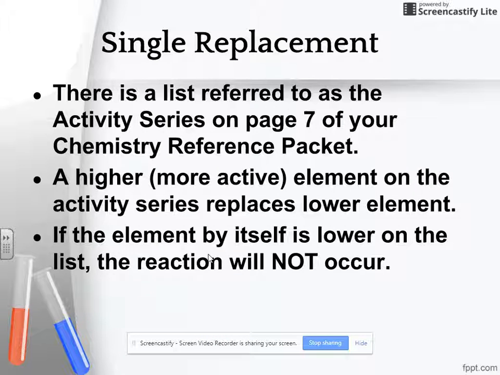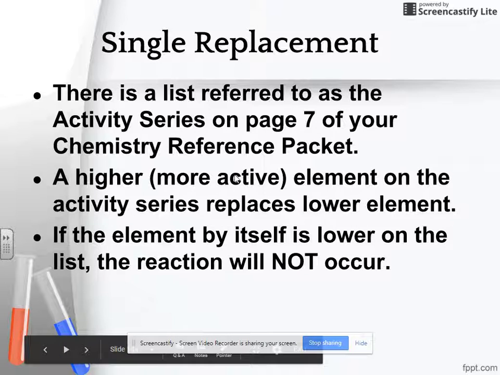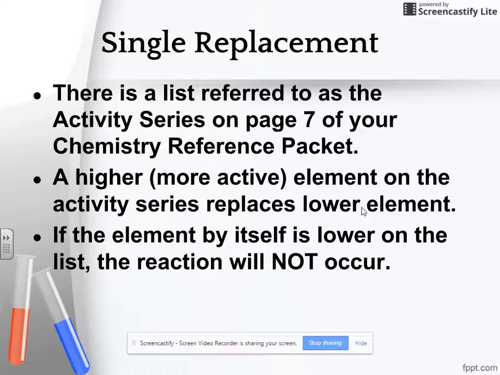There's another resource you're going to use during the single replacement predictions, and that's your activity series. We talked about this a little bit briefly before the midterm. The activity series is on page 7 of your chemistry reference table packet. Remember, a higher element, or a more active element, replaces things lower on the activity series. If the element by itself is lower on the list, then the reaction does not occur.